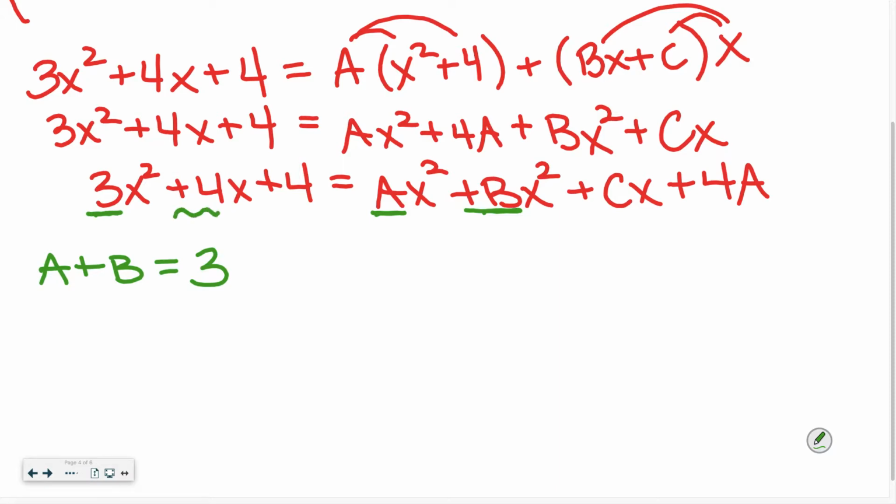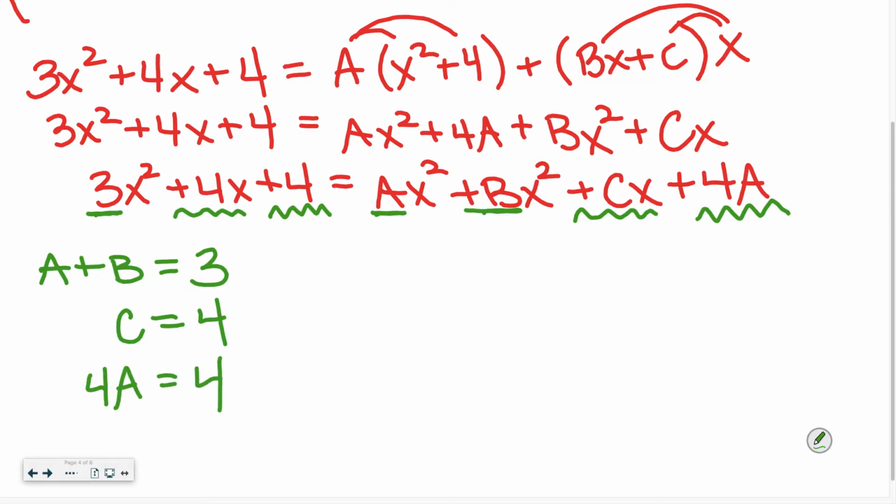The coefficient for x on the left side is 4. What's the coefficient for x on the right side? 4. Okay. So cx, c better equal 4. And then lastly, our constant on the left side is 4, and our constant on the right side is 4a. So 4a better equal 4.